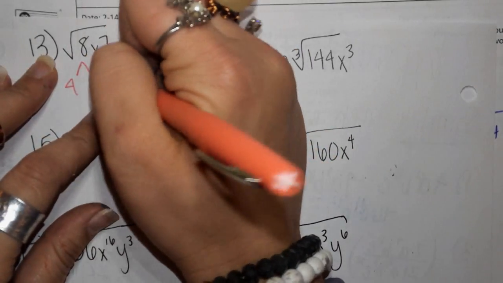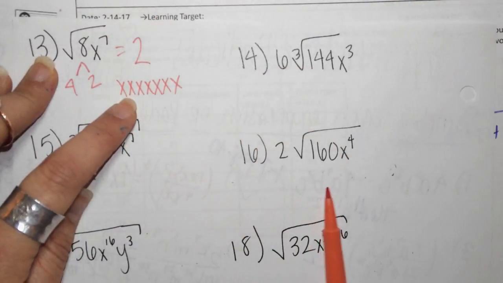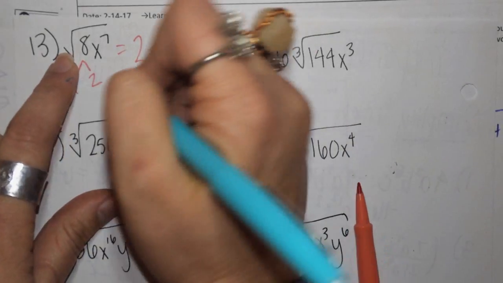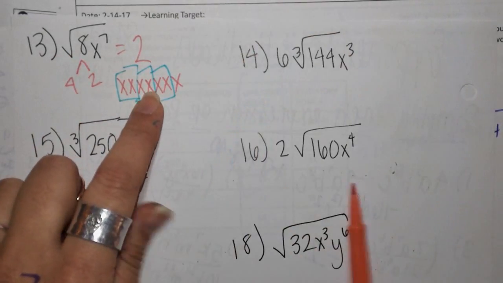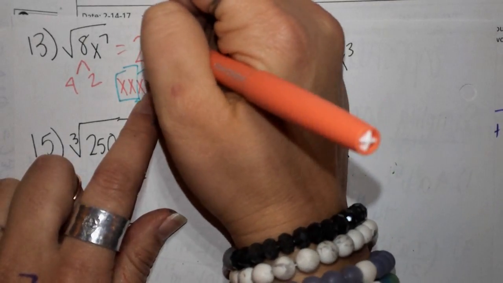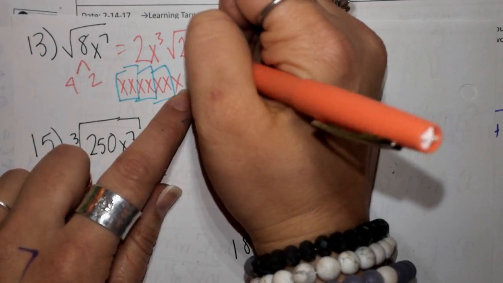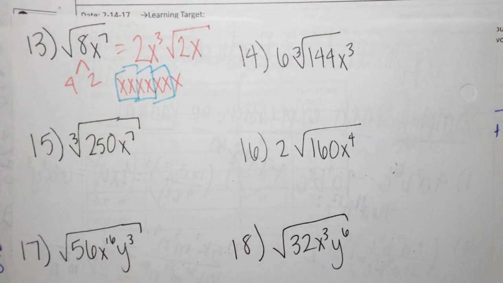You can break your x's down, x to the 7th, into 7 x's. Now, what is our index? 2. So you need to break it into groups of 2. How many groups of 2 do we have? 3. 3 groups of 2. And then this 2 stays inside, and so does this lonely x. And you're done. Did anybody get that one right? Look at us go. Good job.